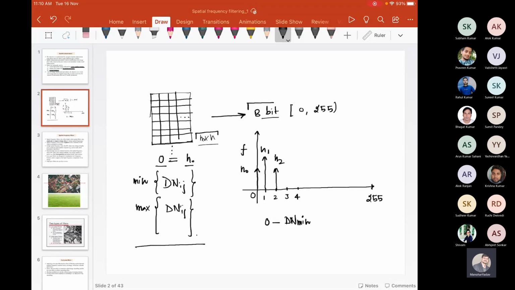And further from DN max to, let's say I write it, 2 to the power n minus 1. If we have n equal to 8, n bit, it is 255, but generally we write it in a generalized form. So the program calculates the range that is unutilized.